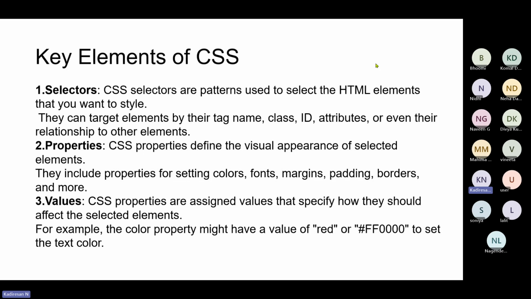And next are the values. Cascading style sheet properties are assigned values that specify how they should affect the selected elements. For example, the color property might have a value of red to set the text color. So whenever you set values, for example, if you want to make the font color equal to red, those are the values set for the font.